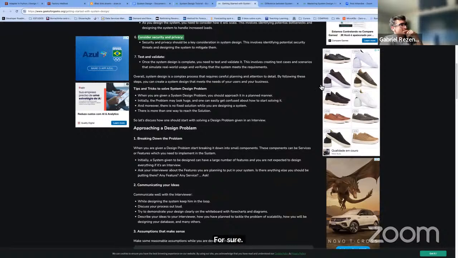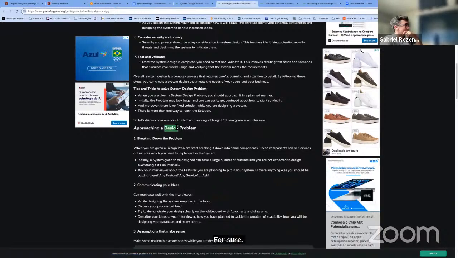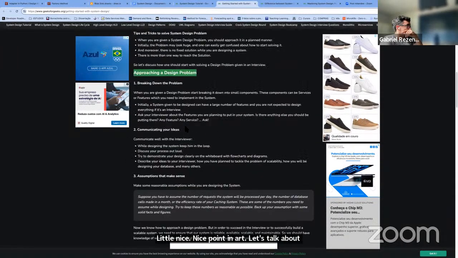So nice point, Denard. Let's talk about the approach to a design problem. So, discussing how to solve a design problem given in an interview. First, break down the problem. When you are given a design problem, start breaking it down into small components.